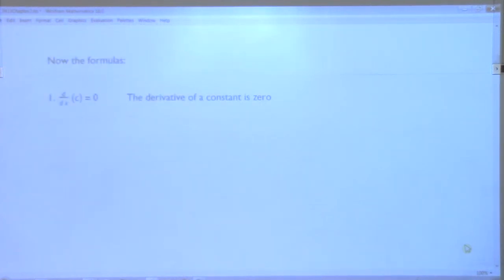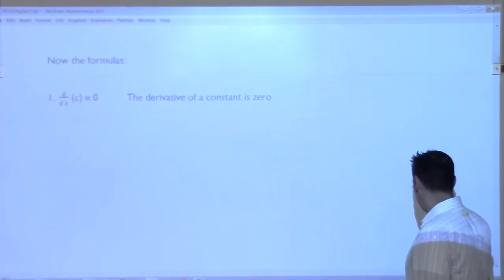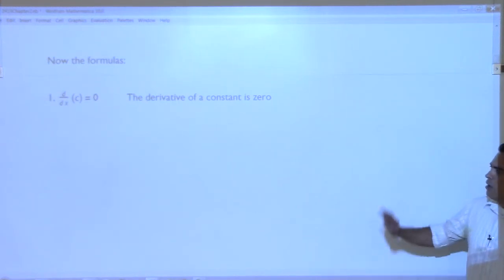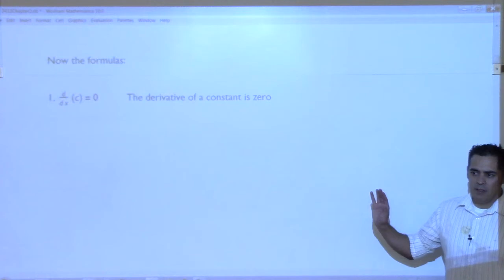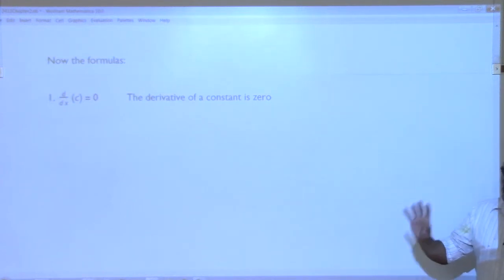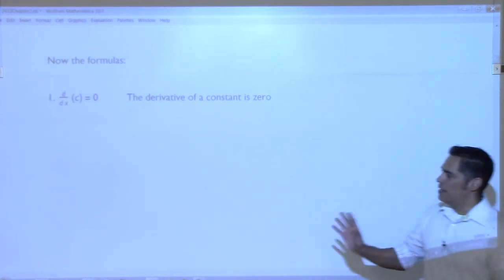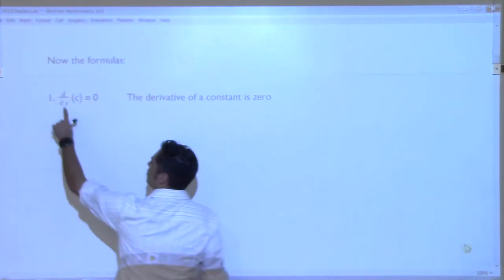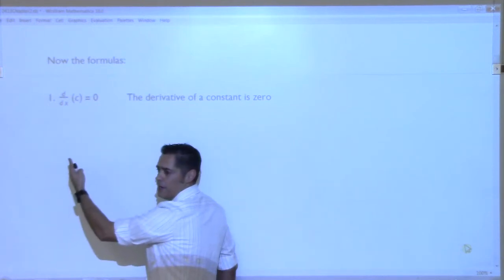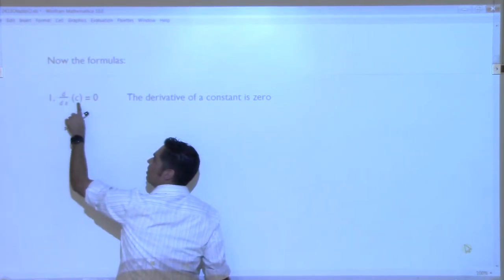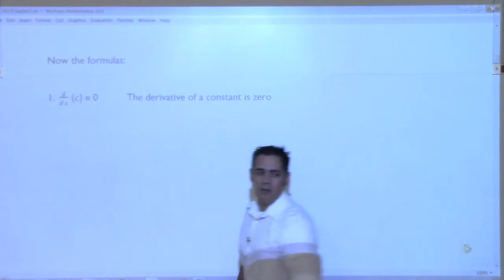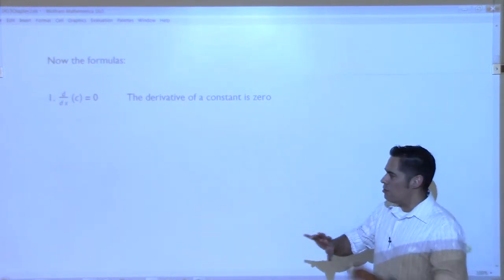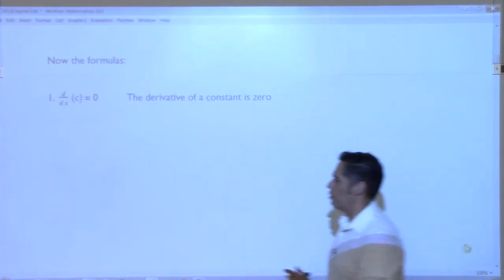First formula. The derivative of a constant is 0. All right? You no longer ever need to think about this. If anyone asks you to take the derivative of a number by itself, the answer is 0. So let's try and understand what this is saying. First of all, d over dx means take the derivative, all right? Take the derivative of a constant, and I'm telling you the answer is 0. Let's see if we can convince ourselves of this without any sort of proof other than visual proof.